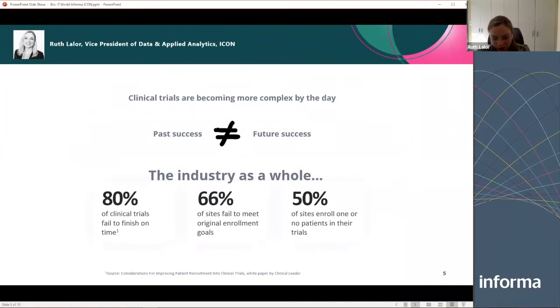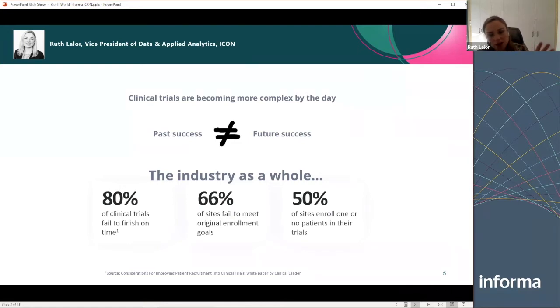So talking about, just again, kind of closing out on the challenges. So across the industry as a whole, there's been a lot of research done on what these challenges are and how they impact the clinical trial. So as an industry, about 80% of clinical trials deliver late. That is a staggeringly high number. And a very significant number of sites fail to meet their original enrollment goals.